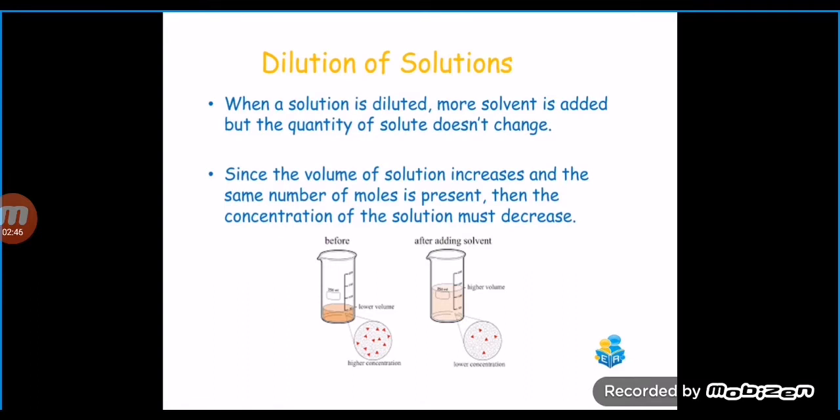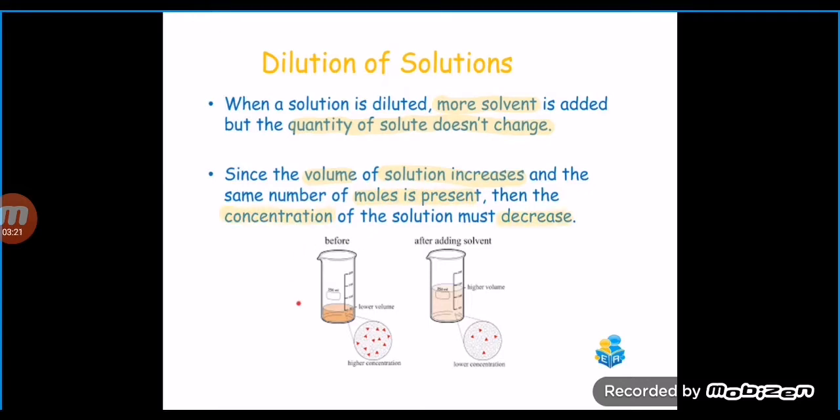Often solutions can be diluted, and in titrations they often ask why a solution needs to be diluted. But when a solution is diluted, it means that more solvent is added, but that the quantity of the solute doesn't change. So if you take sugar and water, diluting a solution is adding more water to the solution that's already there. Since the volume of the solution increases, the same number of moles is present, so the concentration of the solution must decrease.